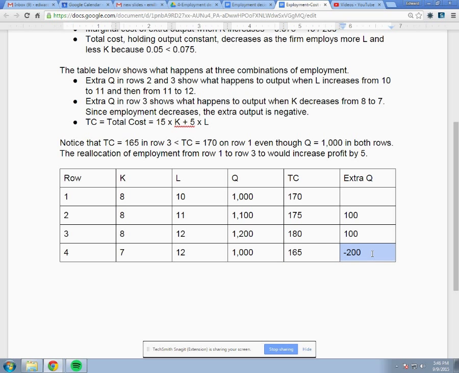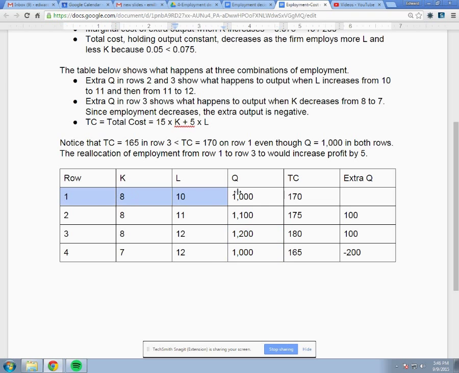Now, let's look at output. That last unit of K produced 200 units of output. So when I fire the 8th K, I'm going to lose 200 units of output. So output is going to fall from 1,200 down to 1,000. But now look at the final result.